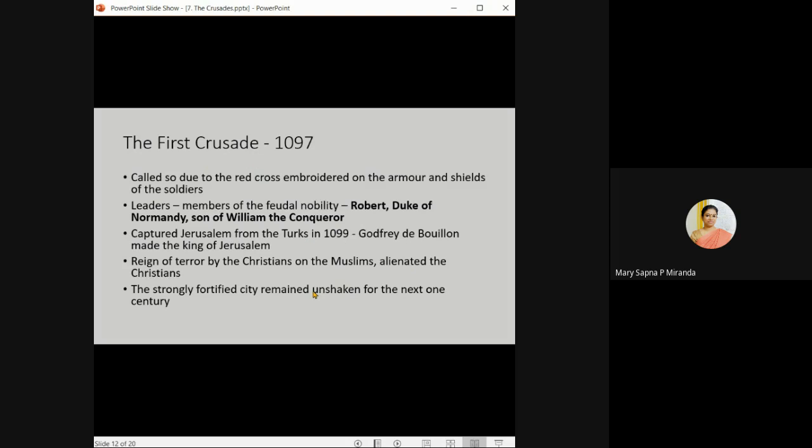Now Jerusalem was strongly fortified, forts were built, and it was protected, and it remained unshaken for the next century. So 100 years or so, Jerusalem after the first crusade was under the control of the Christians. So the first crusade was won by the Christians.